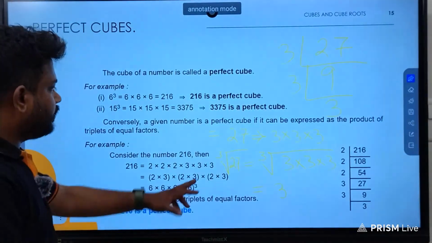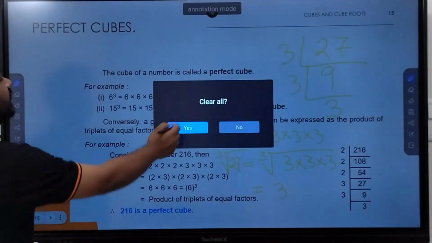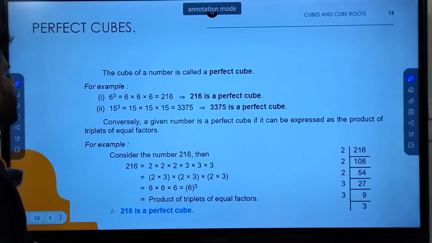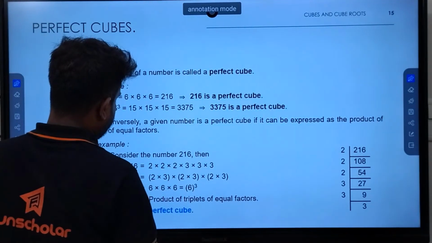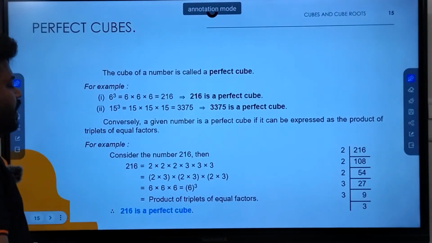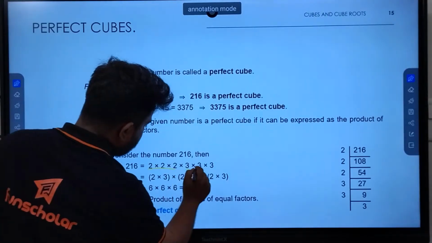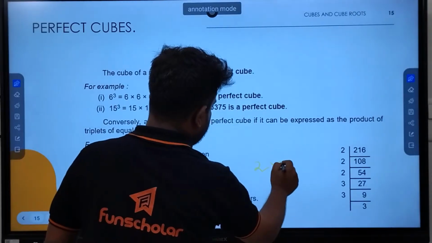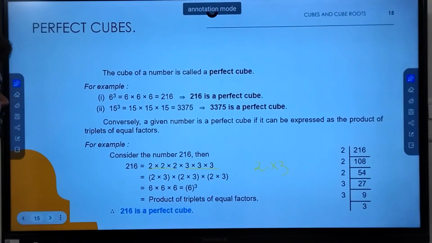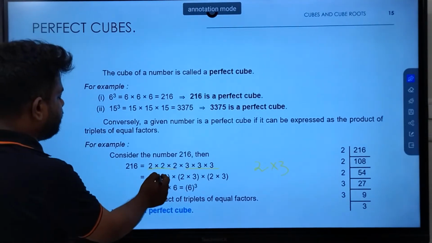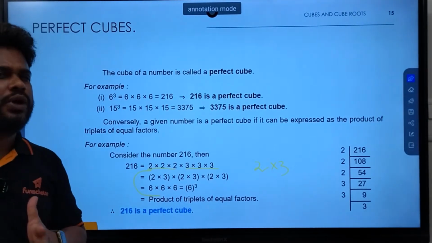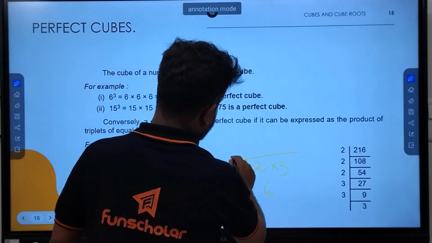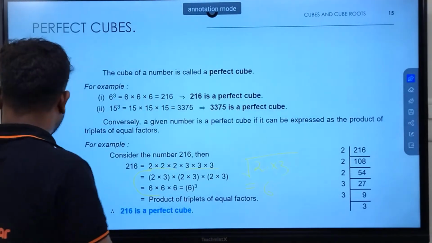Then they have found it out for 216, which can be written as 2 into 2 into 2, 3 into 3 into 3. We can just take 1 two from the 3 twos and 1 three from the 3 threes, and what they have done is made it 6. So 6 will be the answer.